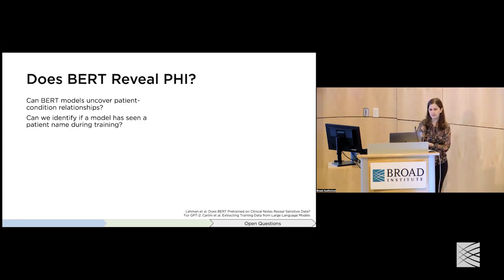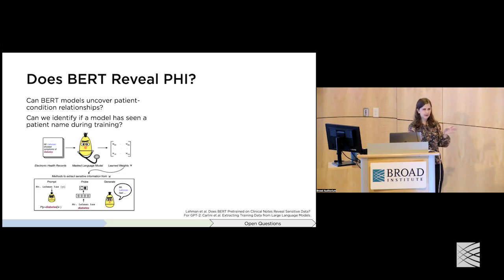So there's a paper that was done a couple years ago that looks at whether BERT can reveal protected health information. They asked the question, can BERT models uncover patient condition relationships? And can you even just identify if a model has seen a patient name during training? So they train BERT models on EHR notes where they've reinserted patient names into the notes, and then they have a series of three different ways that they try to extract information from that pre-trained BERT model.